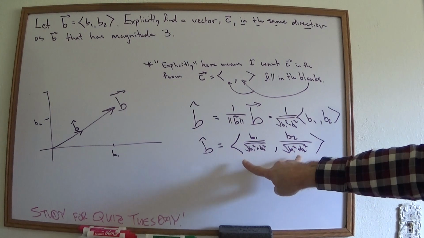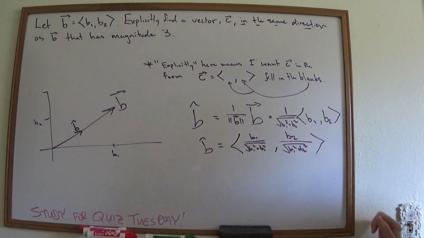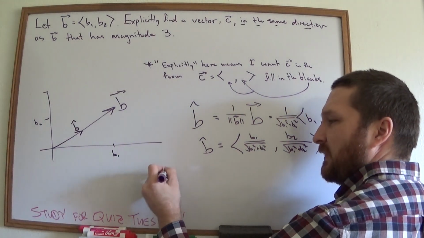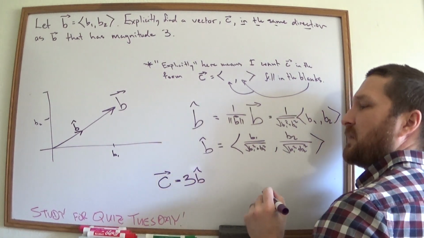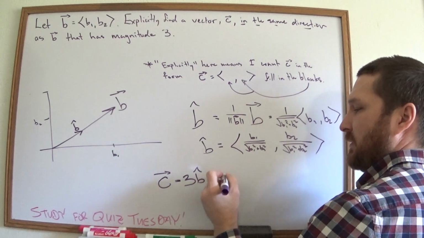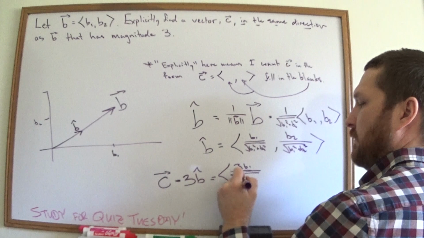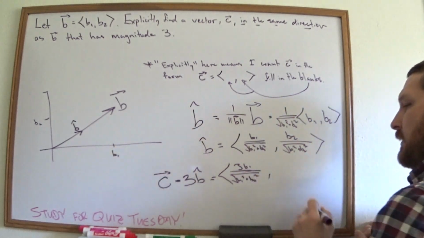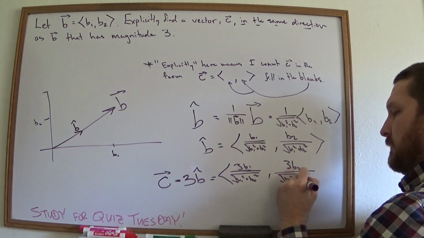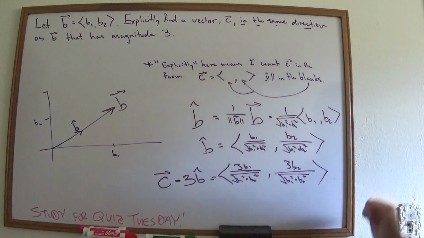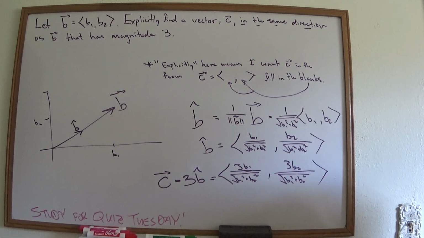Now that we know this has length 1, what do we need to do to find it? Multiply this by 3. So the vector I'm looking for is what happens when I take this and multiply it by 3. I'm going to stretch out a unit vector by 3. And that should give me 3b1 over root of b1 squared plus b2 squared, comma, 3b2 over root of b1 squared plus b2 squared. That's the c that I'm looking for. So now we filled in those blanks right there.